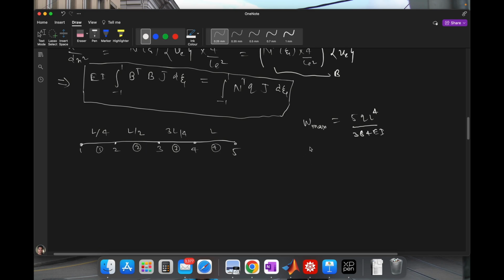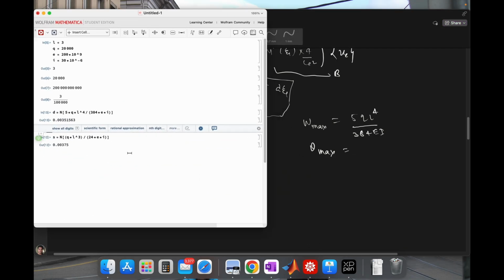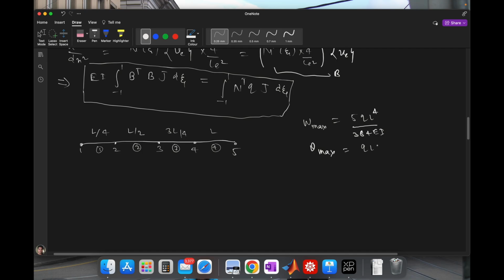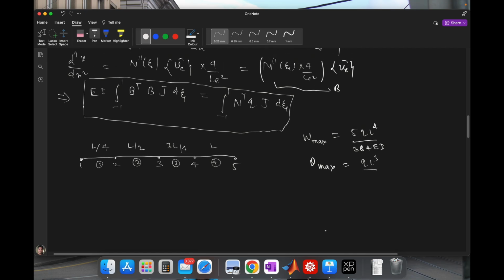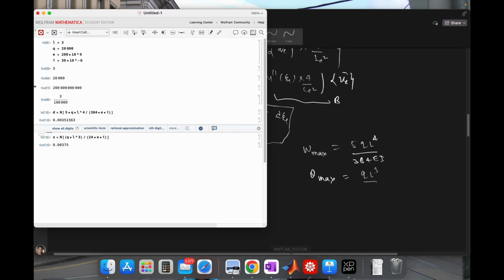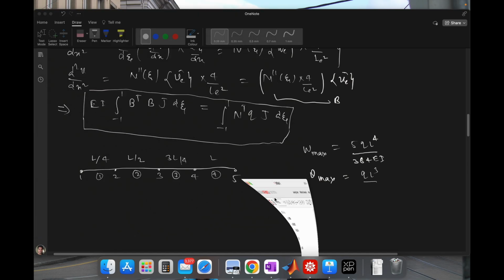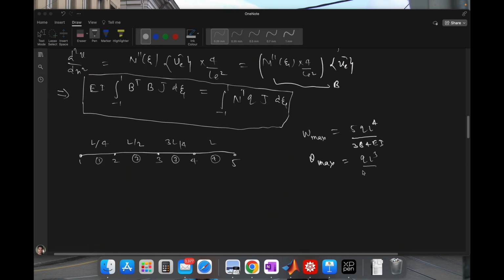And what is the maximum slope? The maximum slope formula I have written is Q L raised to the power 3 divided by 24 EI. And we will verify the FEA solution by this.